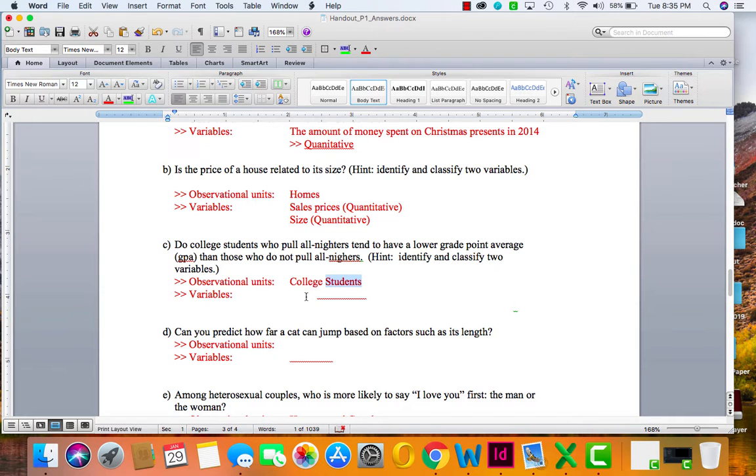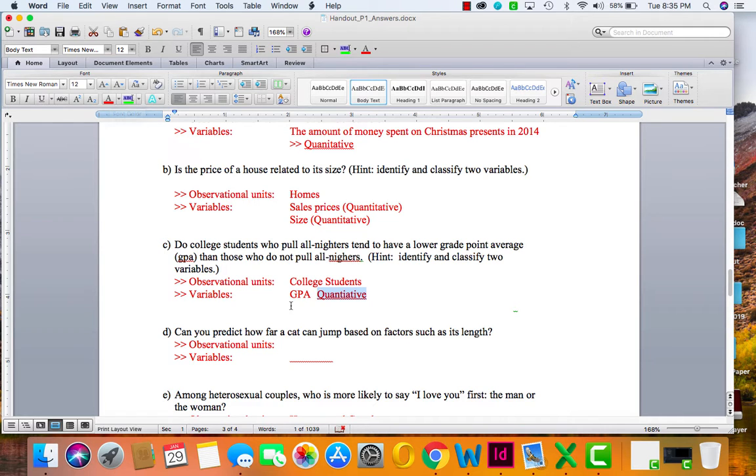And there are two variables. One of the variables is GPA, and the other one is whether they pull all-nighters or not. So GPA, what kind of variable is that? Categorical or quantitative? GPA stands for grade point average. So it's an average, so it will be quantitative.